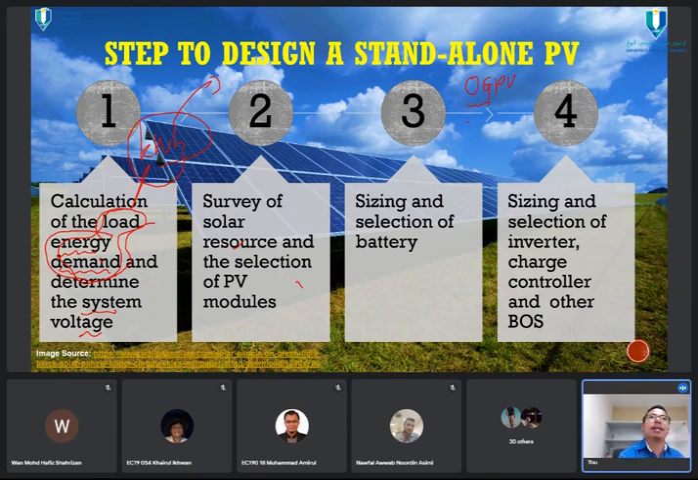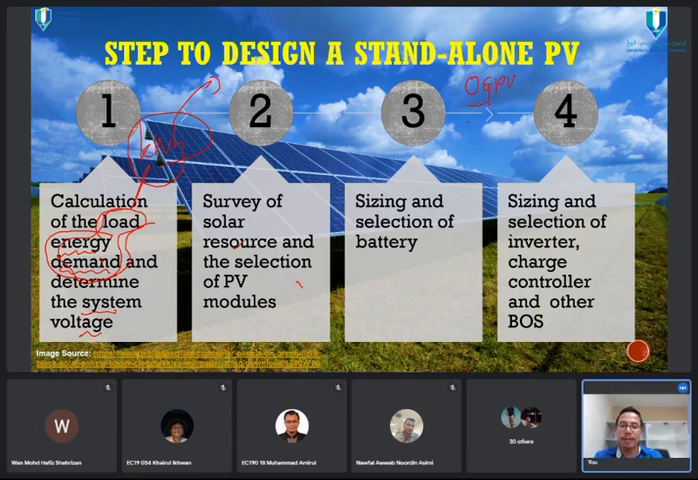So let's survey the solar resource too. That is the data for the peak sun hours, the data for the peak sun hours for that particular area. It can be generated. Met Malaysia, the Meteorology Malaysia, also can provide that kind of data, but you need to pay. And then you can also generate the interpolated values of the solar irradiation or the peak sun hours on that particular location lah, using PVGIS or Meteonorm.